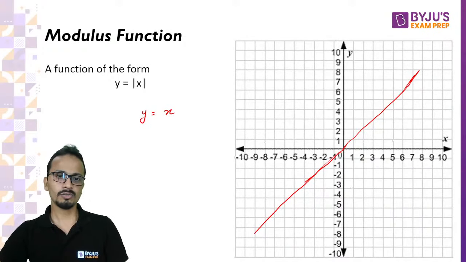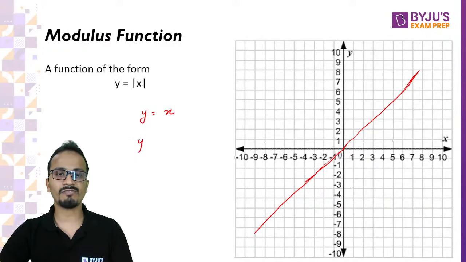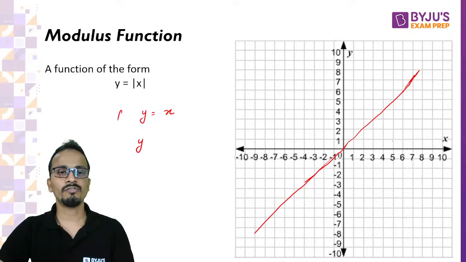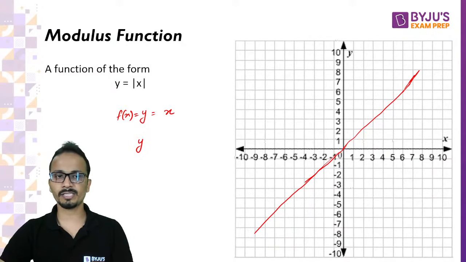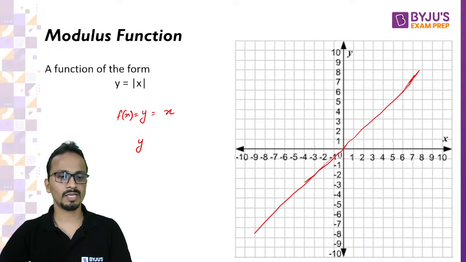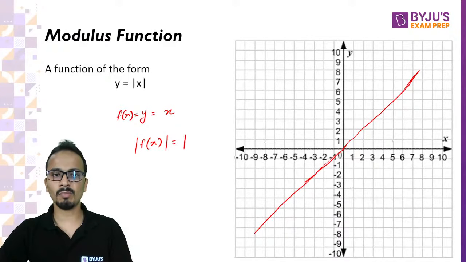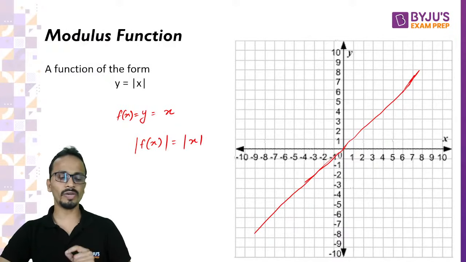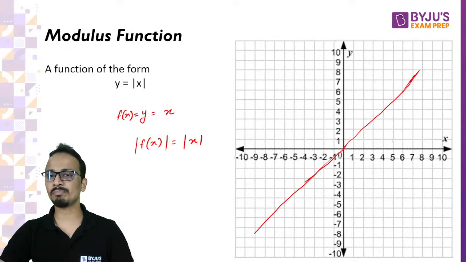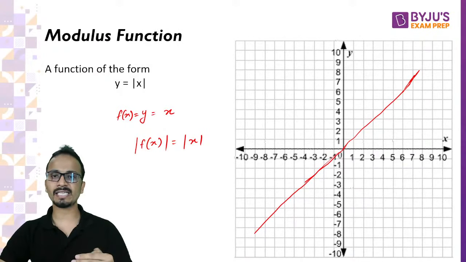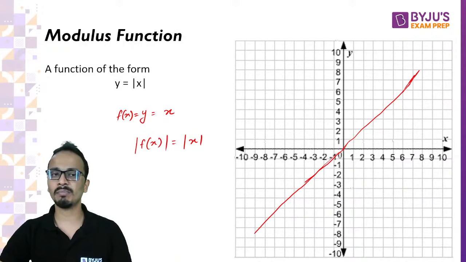Okay, now if you will take modulus of this entire function, so let's say this was f of x, which is equal to y, and the function was x. So if you will take modulus of this entire function, that means I'm going to plot for this function, so it will become modulus of x. Okay, so now when we take modulus of entire function, what happens? The portion which is below x-axis will be reflected and it will come above x-axis.